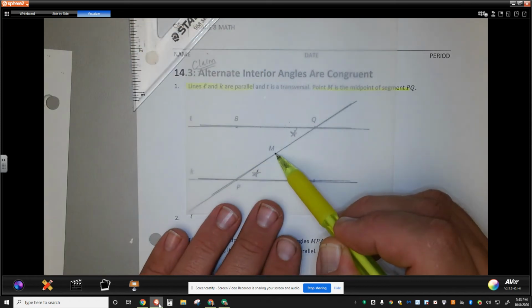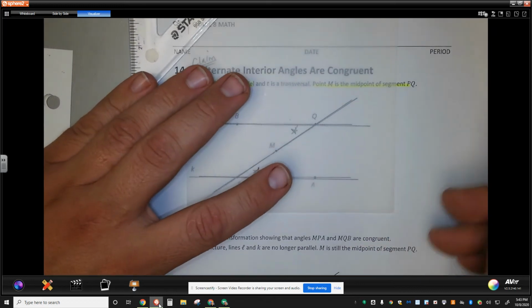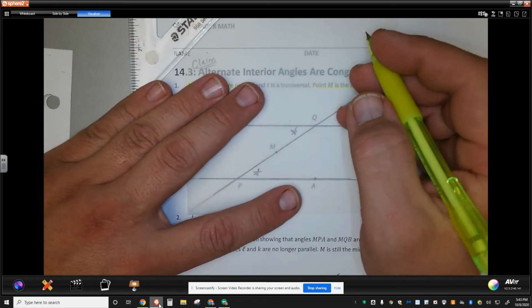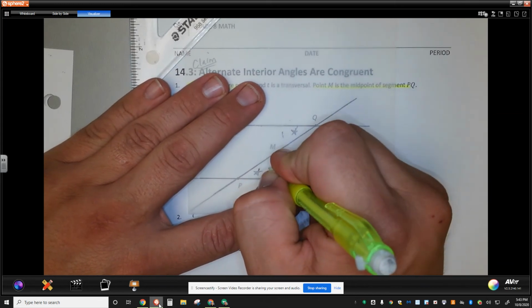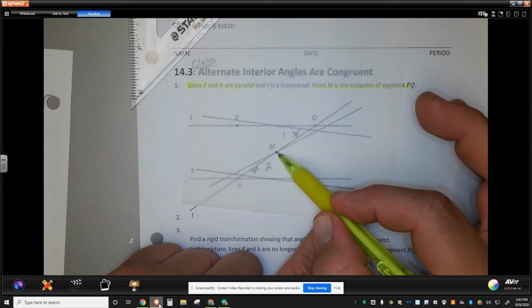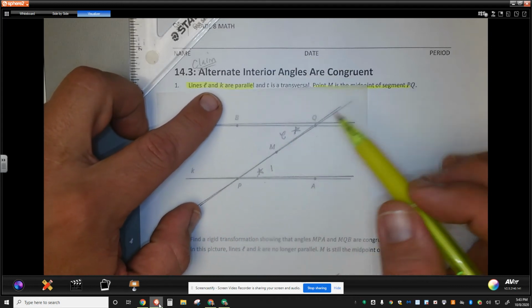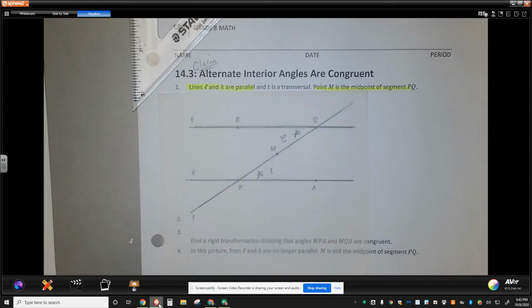We see that those alternate interior angles are exactly the same. Now, just to show you that there's no magic going on, I'm going to call this one angle 1, and I'm going to call this one angle 2. And I'm going to do the exact same thing that I did a moment ago, a 180 degree rotation. You'll watch and see that angle 1 and angle 2 are interchangeable, or they're congruent under a rotation of 180 degrees around the midpoint. This is how we can prove that our claim of alternate interior angles are congruent is true.